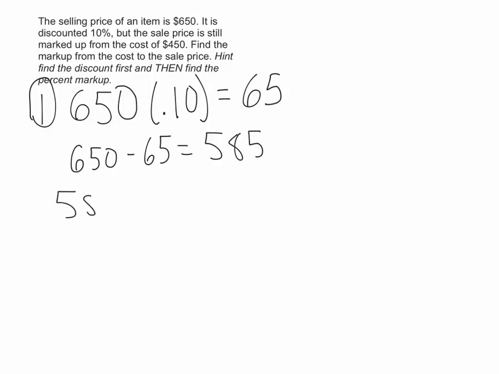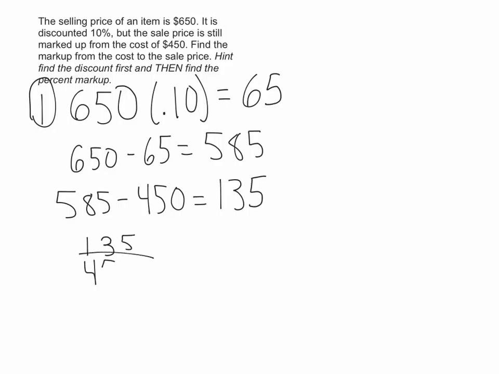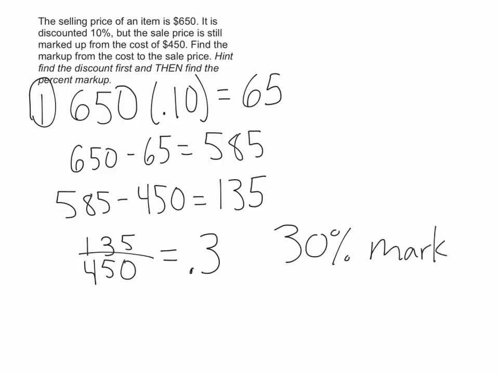So once we have that number, we are going to take it and subtract the cost of 450. So 585 minus 450 is going to equal 135. So now that we have that, we can just divide this number right here, 135, by the cost of $450. So 135 divided by 450 is going to give you 0.3. So we want to convert that decimal to a percent, and it would become 30%. So that gives us a 30% markup.